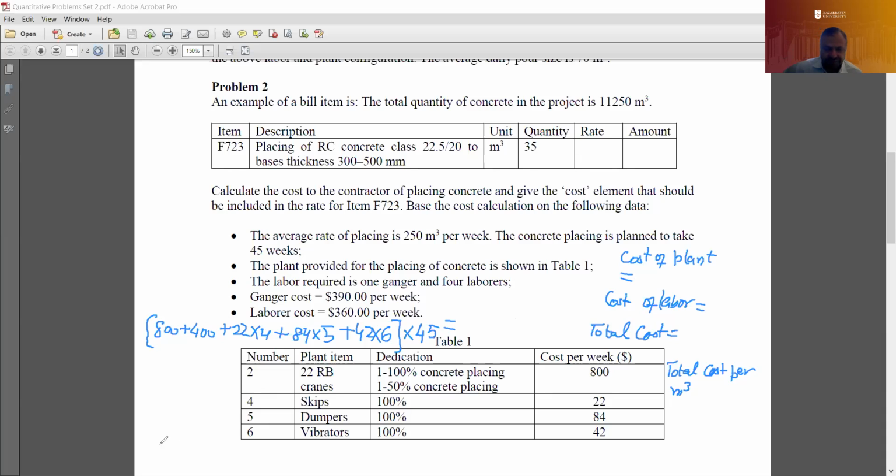For the cost of labor, what you have over here is a ganger cost of 390 per week, plus the labor cost of 360. But how many laborers are there? Four laborers. So times four. Okay. Any other thing? No. Okay. So 390 plus 360 times 4, and then for 45 weeks, that will be the cost of labor. So you can tell me now the calculated values.